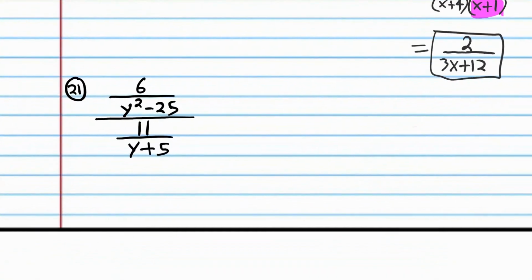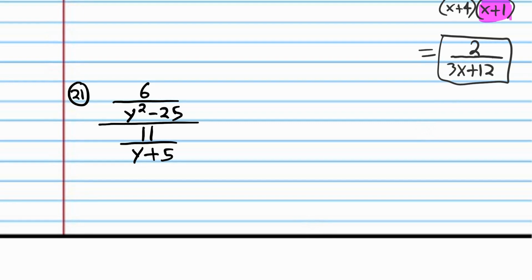All right, so 21 is going to be the same type of situation. The only difference is now we have the difference of two squares. So you should know how to factor the difference of two squares because we've done that tons of times in this course. So why don't you try number 21, and when you come back, we'll do it together.